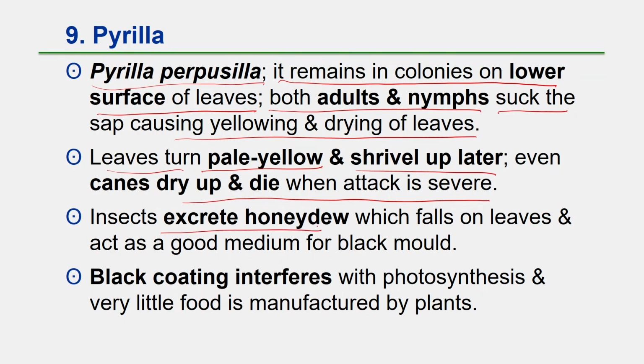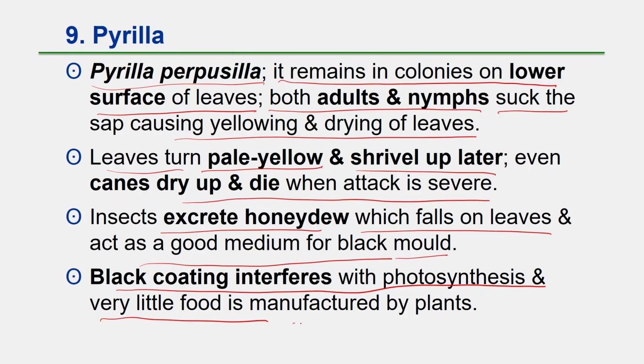Insects excrete honeydew, which falls on leaves and acts as a good medium for black mold. Now black mold growth will be there on this honeydew. So the black coating interferes with photosynthesis and very little food is manufactured by the plants. So it is harming in two ways. One is direct loss by sucking the sap, and secondly through honeydew it reduces the photosynthesis rate of the plant, and many times it has become a very severe pest in India.